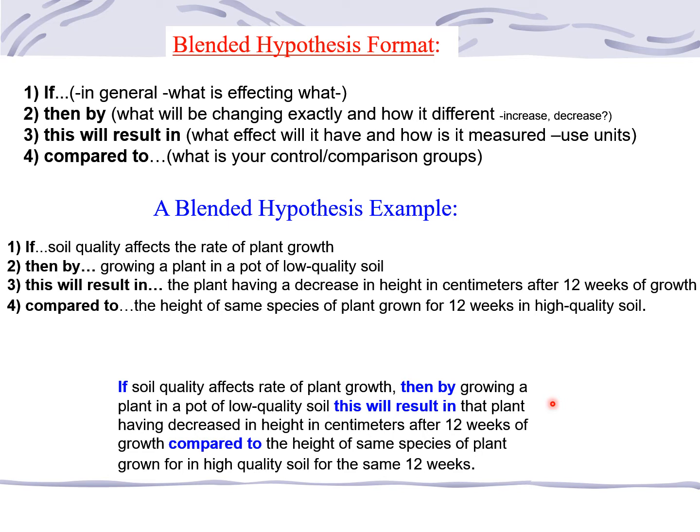Again, it comes off like a run-on sentence, but you are very clear. What do I think is affecting what in the first sentence? What am I going to be changing in that second part of the sentence? What will the change cause? What effect will it have in that third part? And how I'm going to be measuring that. And then compared to my control groups, my baseline, how am I going to know that there's actually been an effect?